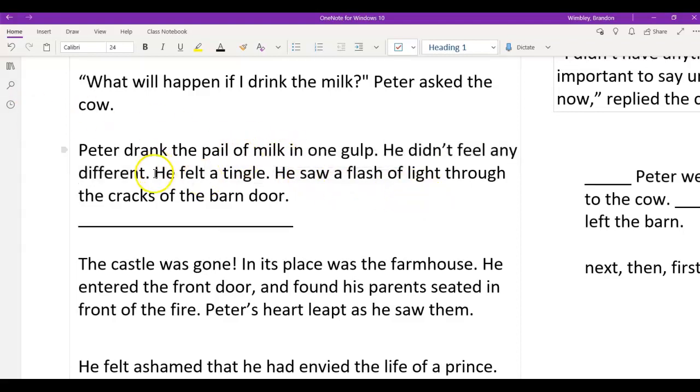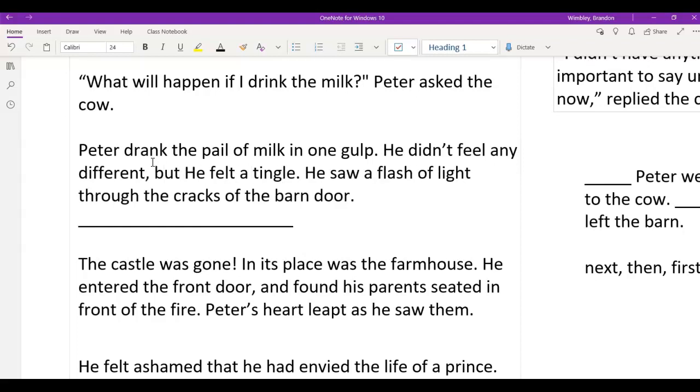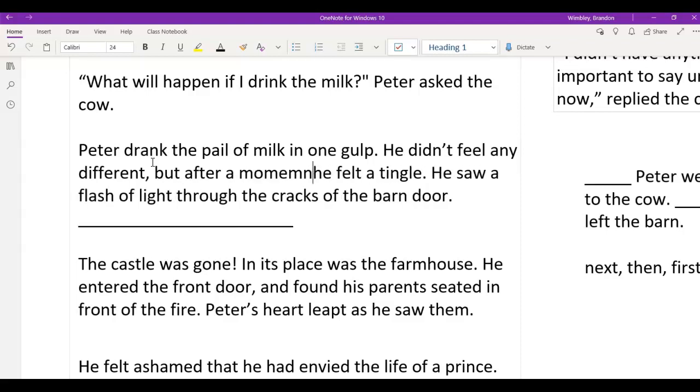So what I want to do is I want to combine them. So I'm going to get rid of this period after different. And now I'm going to put the word but, to combine those two sentences. But after he felt a tingle. And not just after, but I want to give it some kind of time frame, like after an hour, after a second. So I'm going to use the phrase after a moment he felt a tingle.